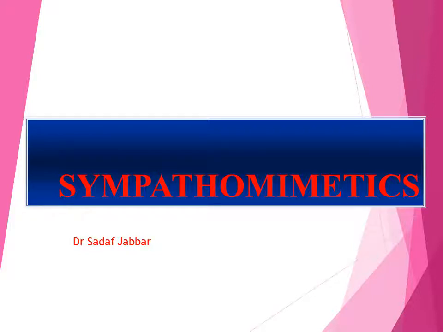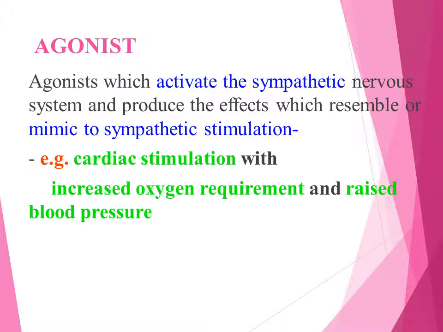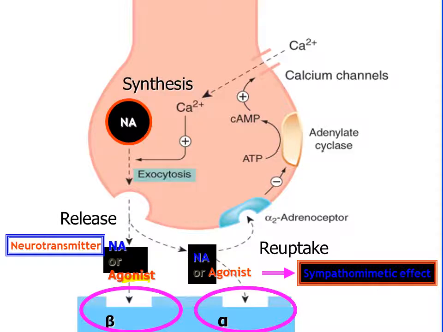Now we will start today's topic, that is sympathomimetics. Sympathomimetics are basically drugs that facilitate or mimic the actions of the sympathetic nervous system. They are also called adrenomimetics or adrenergic agonists. As you all know, agonists are basically drugs or substances which activate the sympathetic nervous system and produce the effect which resembles it.